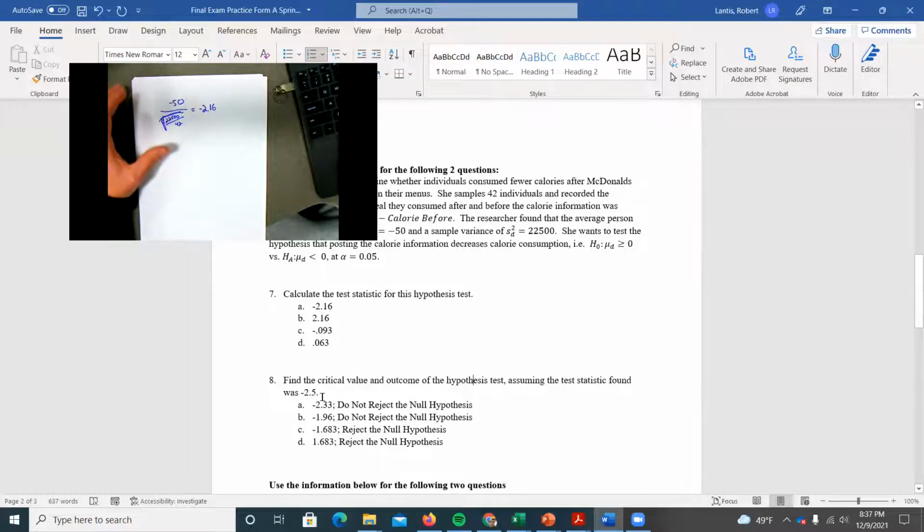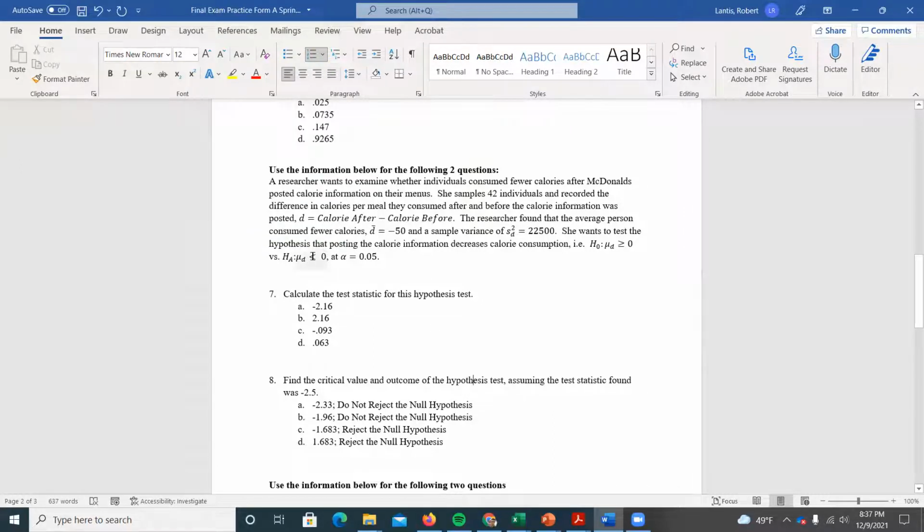Now it says, assume that you found the test statistic was -2.5. What's the critical value? And do you reject or fail to reject the null? Well, what type of tail test do we have here? Left-tailed test. So right away, we know that the critical value is going to be negative. We're dealing with a sample variance on that difference variable, so we know we need to use the student t distribution.